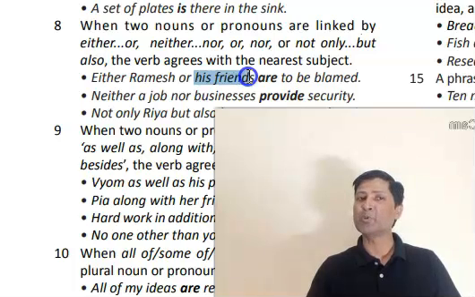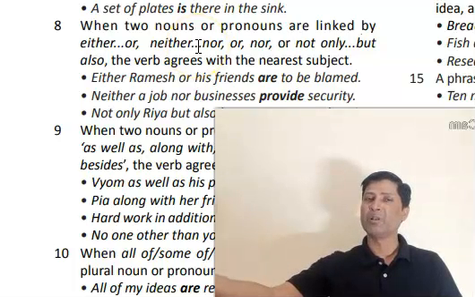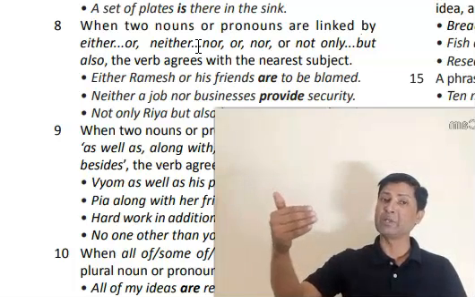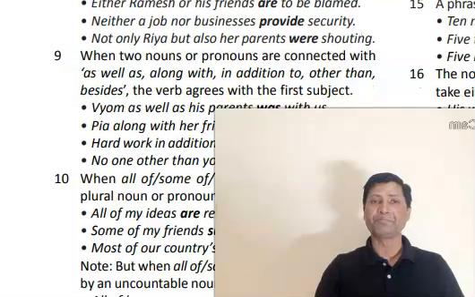So we don't have to see what is coming in the first part, what is coming after either, after neither, after not only. You have to see what is coming after the second part. So the second part will be the subject. Hope very clear. Now moving on to rule number 9.